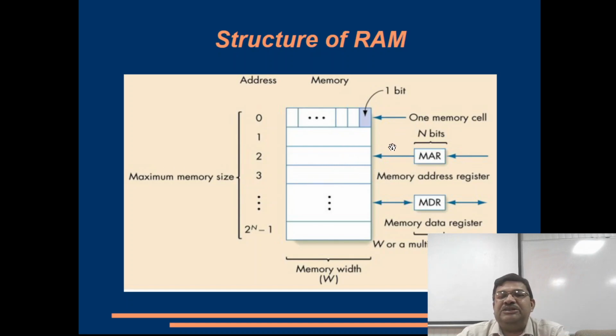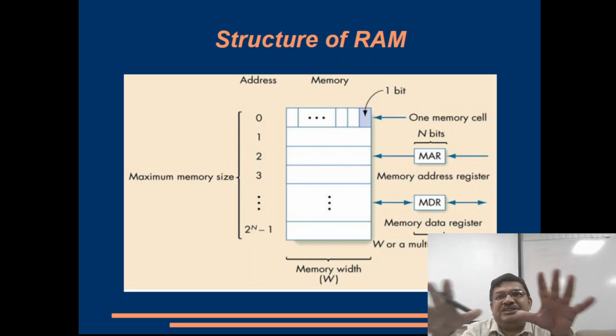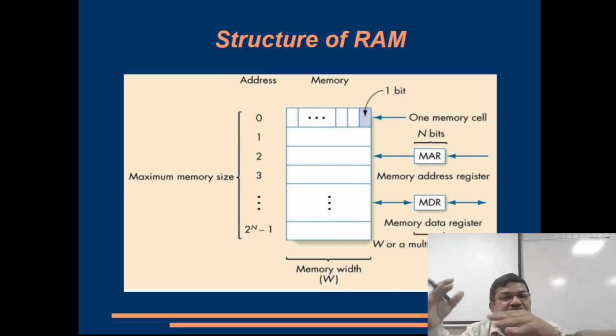So here these are the memory address registers, so n number of bits, and then these are memory data registers. The memory address register contains the address of the memory location, and the memory data register points to the location of memory where you have data that is to be used for the computing.